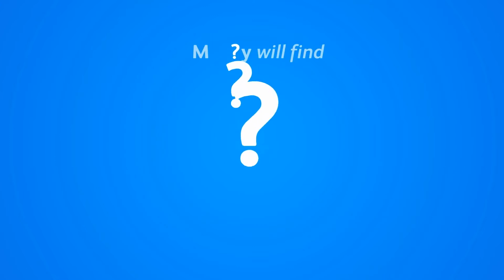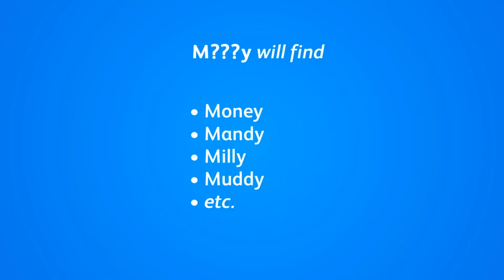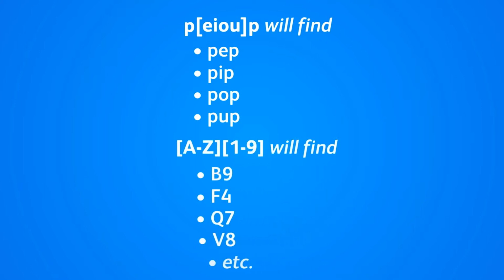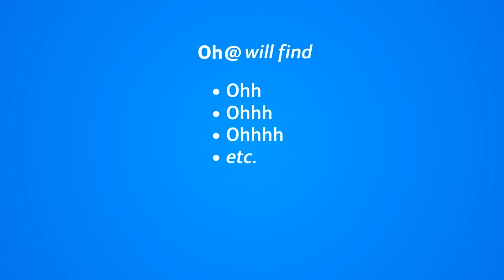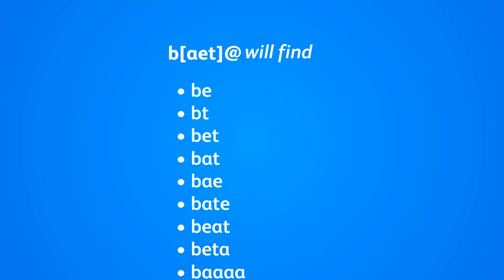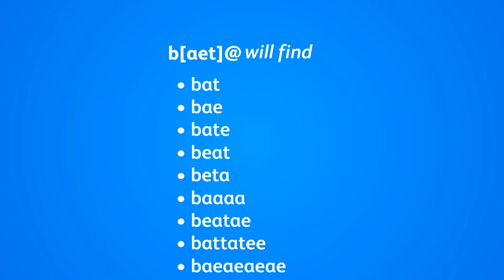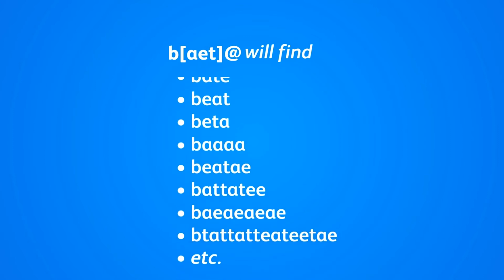The question mark stands for any one character at a time. The square brackets mean choose from this set. The set can have a list of individual characters or a range. The @ sign means again. It can be used with square brackets indicating a set of characters to make it a real team player.